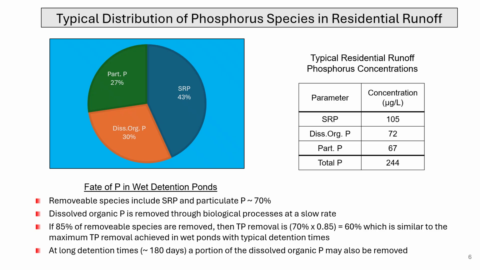Understanding the typical distribution of phosphorus species in residential runoff is crucial for effective treatment. We find that approximately 70% of the phosphorus present consists of what we consider removable species, primarily soluble reactive phosphorus, or SRP, and particulate phosphorus. The remaining fraction includes dissolved organic phosphorus, which is more challenging to remove and typically requires biological processes that occur at a slower rate.